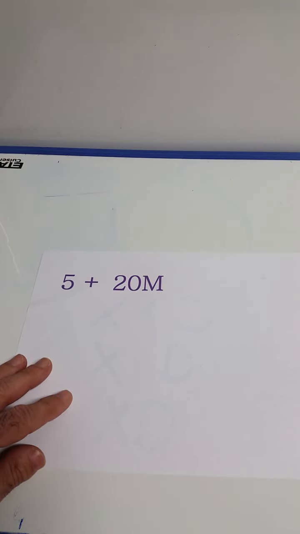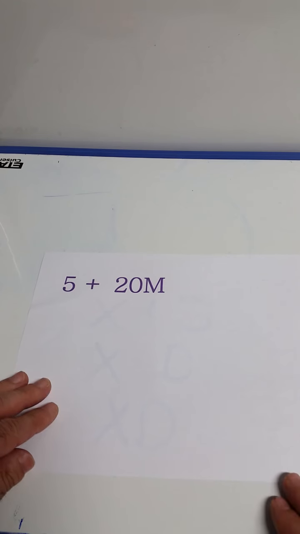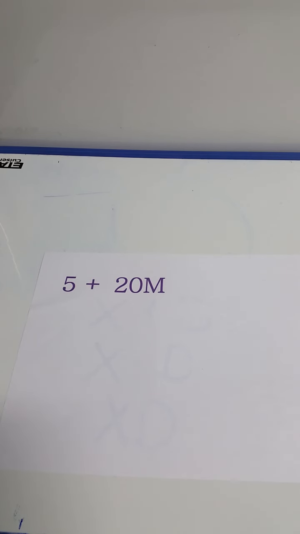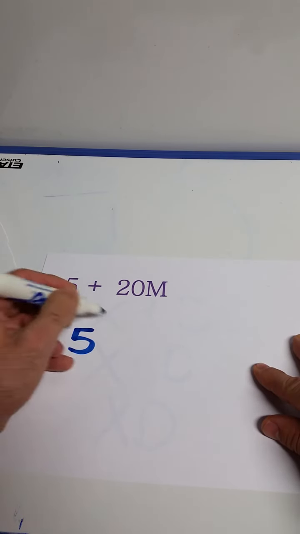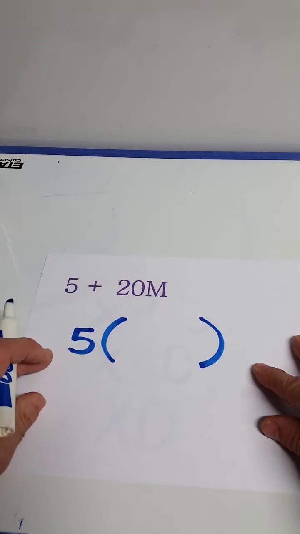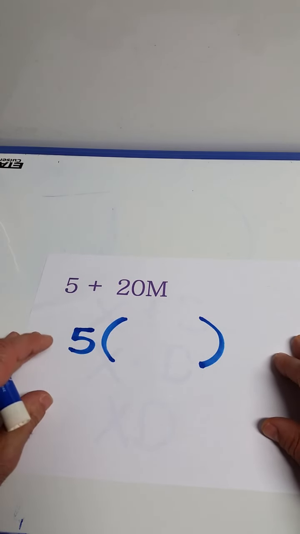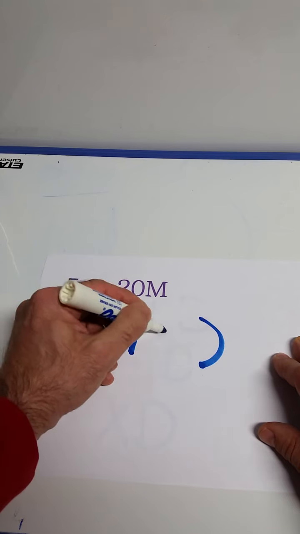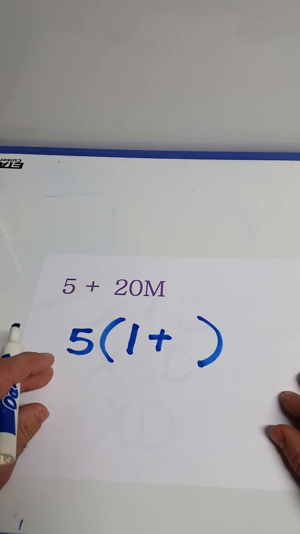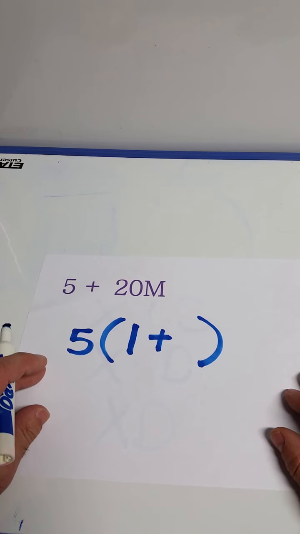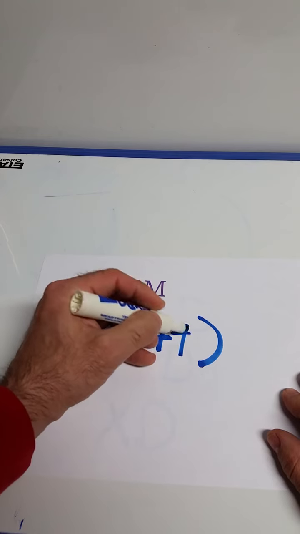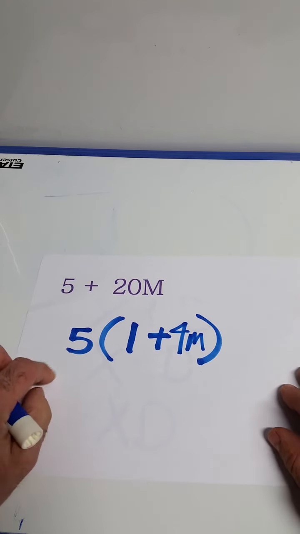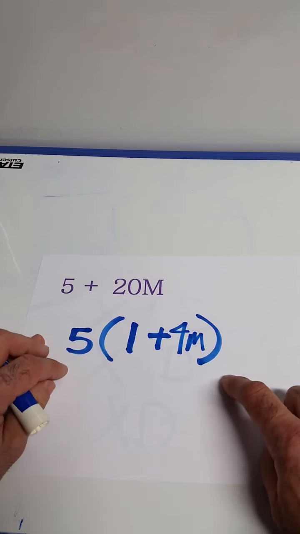Okay, let's do one more. See if you can do this one on your own. How would you factor this? What is the common factor? Well, it's 5. So we can take 5 and then make our parentheses. And we ask ourselves, 5 times what is 5? Well, 1, right? 5 times 1 is 5. So we'll have a 1 there. And how are we going to get 20m? 5 times what is 20m? Well, 5 times 4 is 20, so we know we need a 4. But again, we just need that m there. So our answer will be 5, and in parentheses, 1 plus 4m.